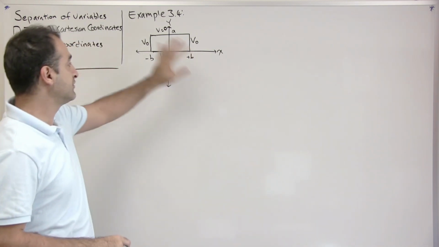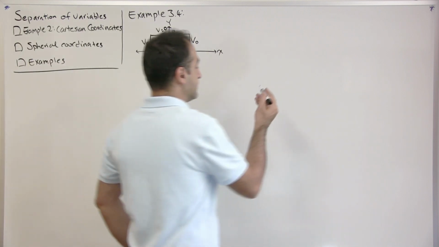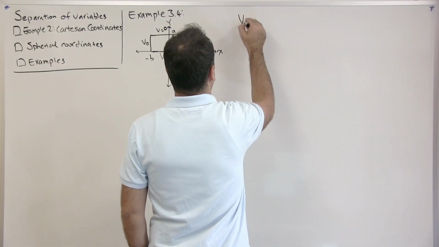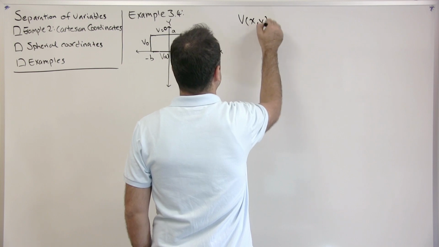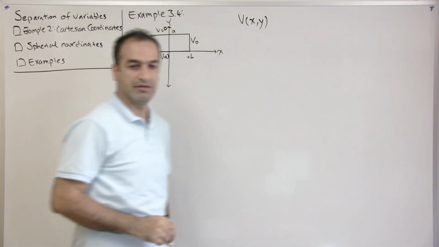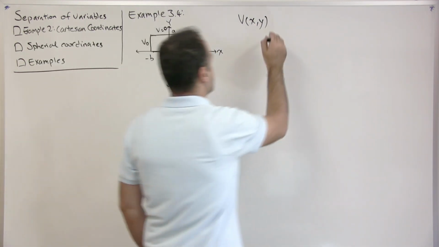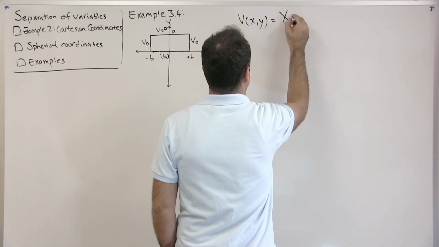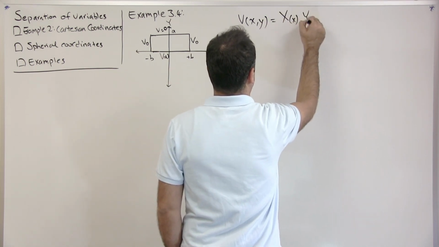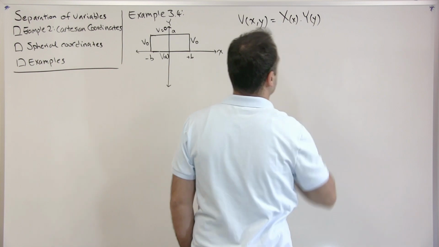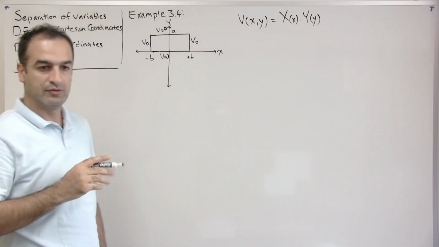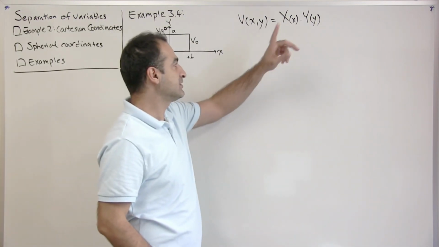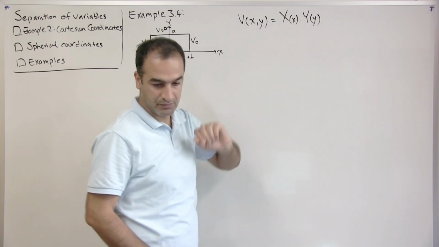So whatever potential we want to calculate has to be a potential of 2 variables, X and Y. So V is going to be V of X and Y, and the idea of separation of variables is that we can write it in terms of X of x and Y of y, 2 functions. The first one is only a function of X. The second one is only a function of Y.